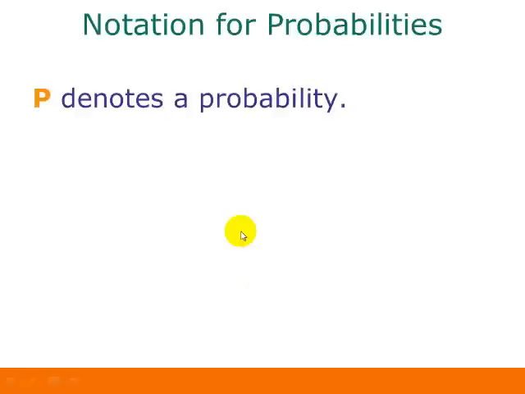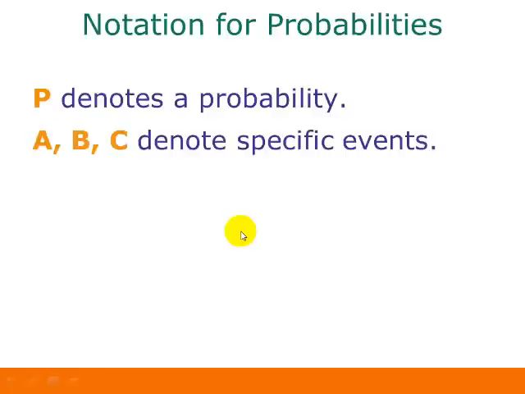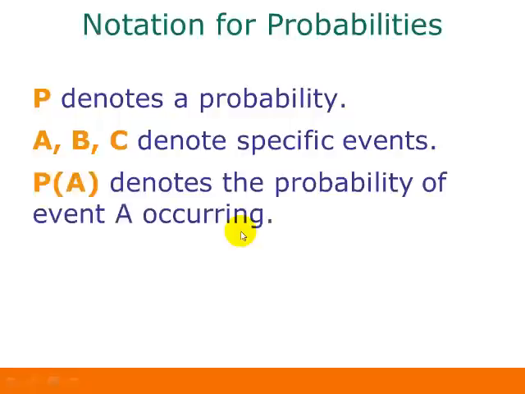Now the notation for probabilities: a capital P denotes a probability. We usually use capital letters to denote specific events, like A, B, and C. And P of A denotes the probability of event A occurring.